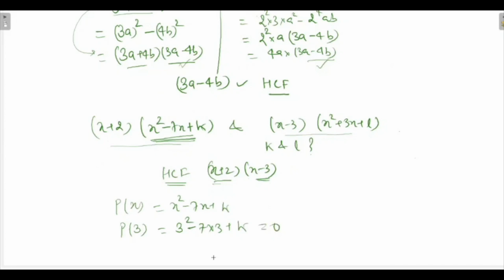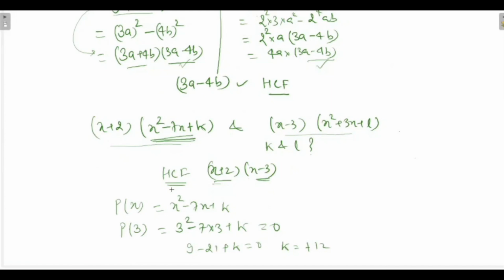Okay, so in this way, can I say that 9 minus 21 plus k is going to be 0? Or can I say that k is going to be equal to plus 12? Here it is minus 12 and then I'm sending it across. So k has to be 12. Then only will x minus 3 be a factor here.